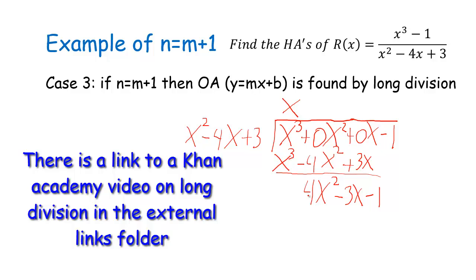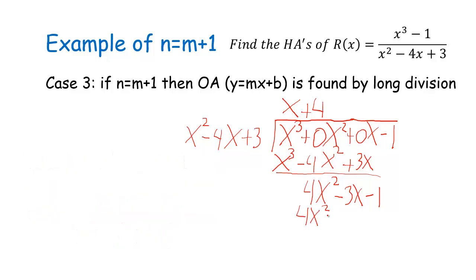X squared goes into 4x squared positive 4 times. So I go right plus 4 up here. And now I multiply to get 4x squared minus 16x plus 12. And I subtract to get 13x. Whoops, that's a plus 12 here. So negative 1 minus 12 is minus 13. All right, now my long division is done.